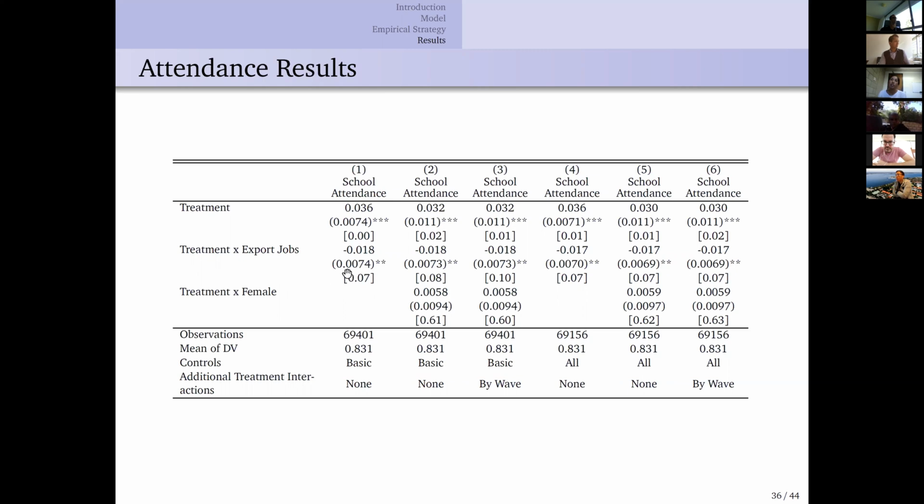And the interaction here is negative and significant, showing that in areas where there are lots of export jobs, you have significantly lower, smaller treatment effects. This should be interpreted as a 1 standard deviation increase in export jobs leads to a 0.01 decrease in the treatment effect, which is about half of the total effect of treatment. And then things are pretty consistent across the board.